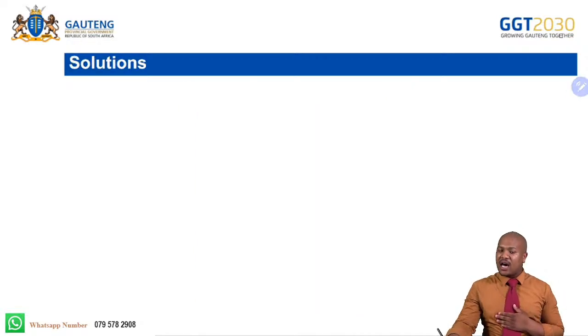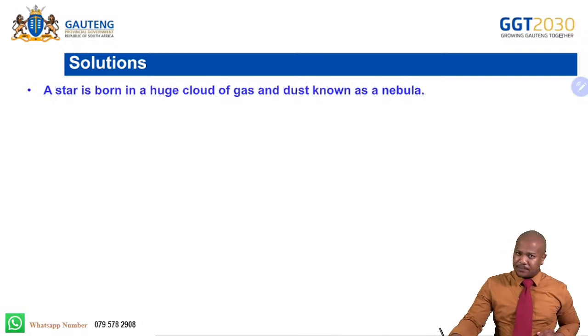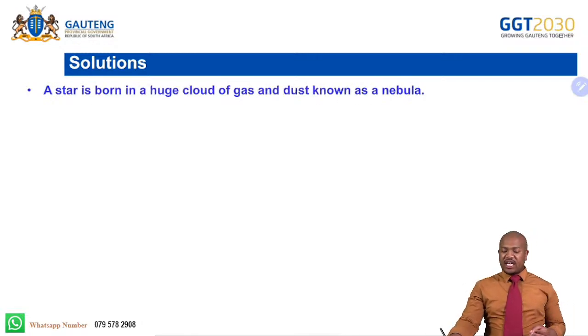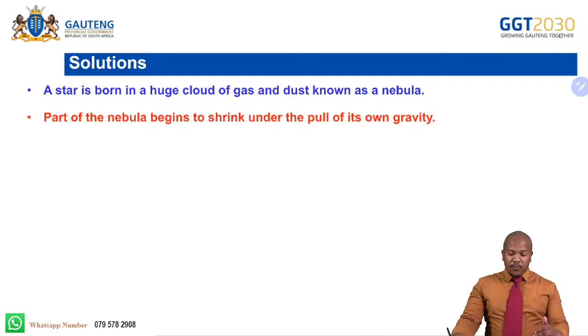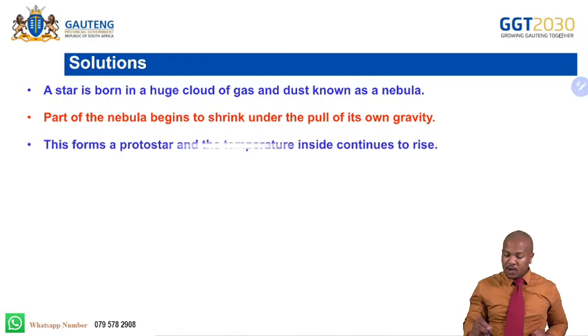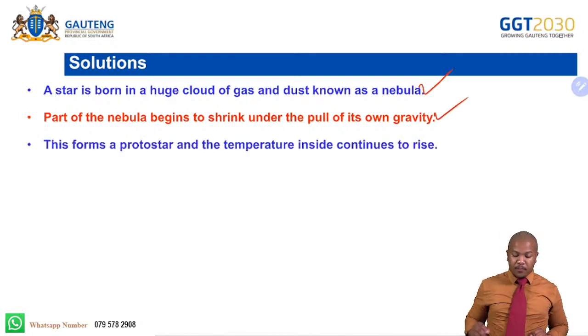Now let's look at the solutions. Explain how a star is born. Firstly, a star is born in a huge cloud of gas and dust known as a nebula. After that, part of the nebula begins to shrink under the pull of its own gravity. Don't forget to mark your work as we continue. This forms a protostar, and the temperature inside continues to rise.